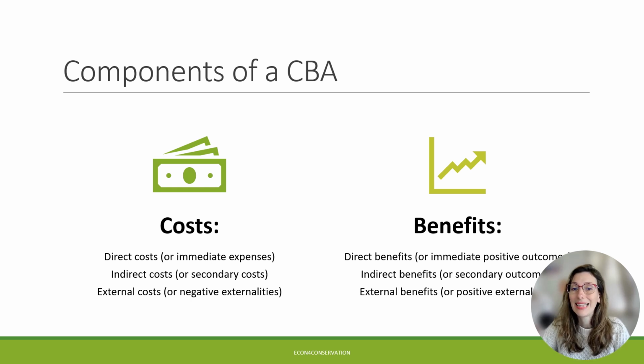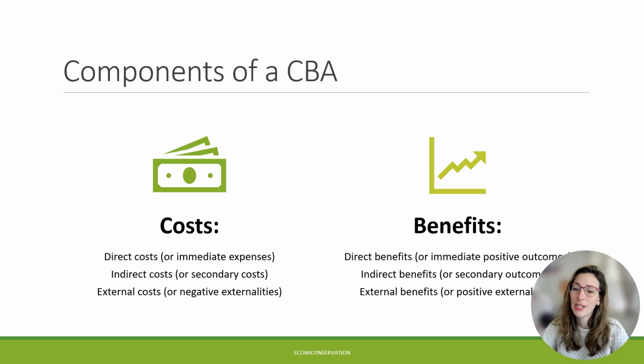You have indirect costs. These are the secondary expenses that may not be obvious. Examples include administrative expenses, overheads, and opportunity costs, meaning the benefits foregone by not investing resources elsewhere.